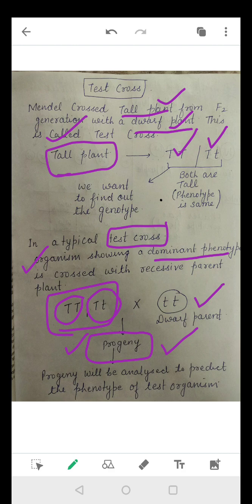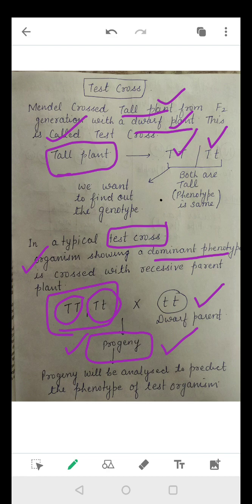Okay, so I hope you are clear with the test cross. So test cross means we will cross a dominant phenotype from F2 generation with the parent, recessive parent.